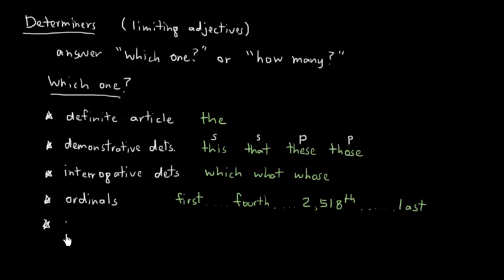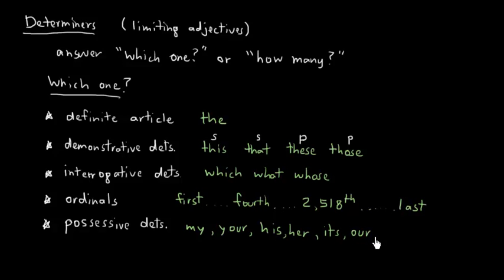We talked about who possesses something. It's a good way to narrow it down. So we have possessive determiners or possessive adjectives. And there are words like my, your, his, her, its, our, and their.